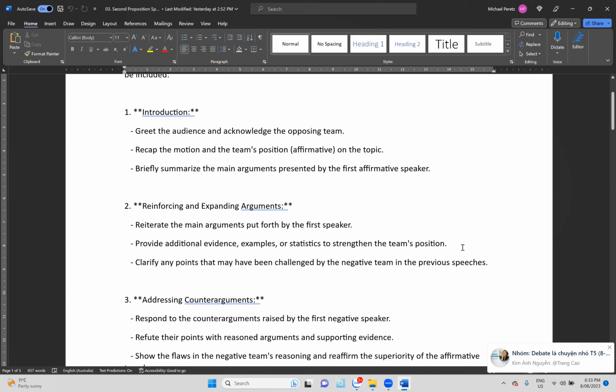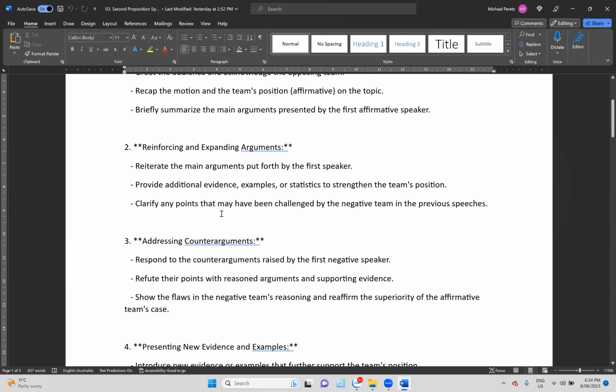It's not just three individuals who happen to be on the same side of the argument. It's three team members working together to build a stronger and stronger case with more evidence and more facts. And finally, you want to clarify any points that may have been challenged by the negative team in the previous speech. So any counter arguments they've had, now's your chance to set the point right and go, no, we didn't mean this, we actually meant this, and make your case stronger again.